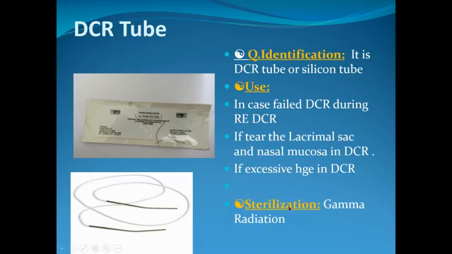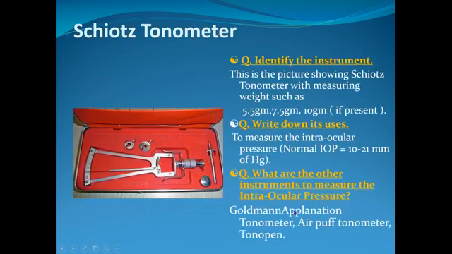And for the sterilization technique, there is gamma radiation. This is an OSPE question. For the sterilization technique, gamma radiation. And this is a Schiotz tonometer. For measuring intraocular pressure, important instruments are the Schiotz tonometer, Goldmann applanation tonometer, air puff tonometer, and Tono-Pen. So many instruments, but this is the popular instrument. It is available in the OPD in our department.